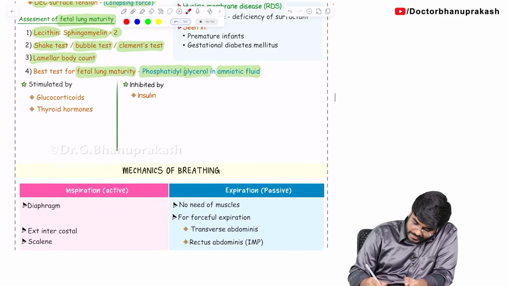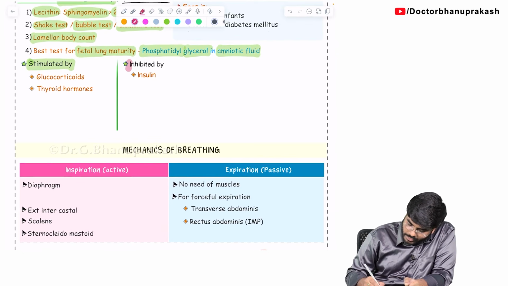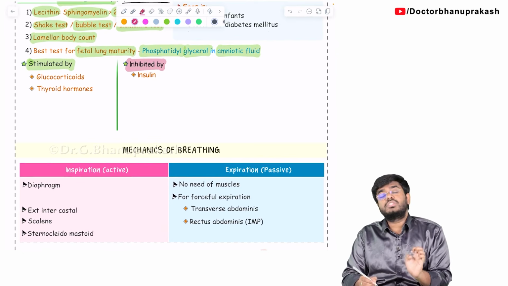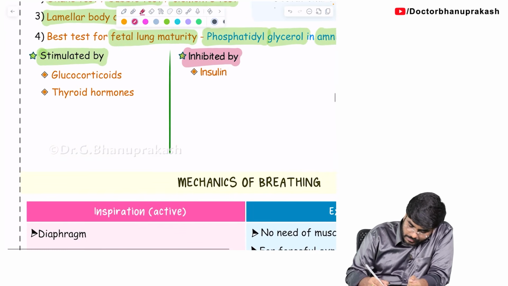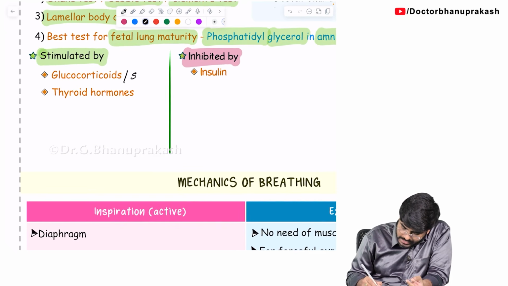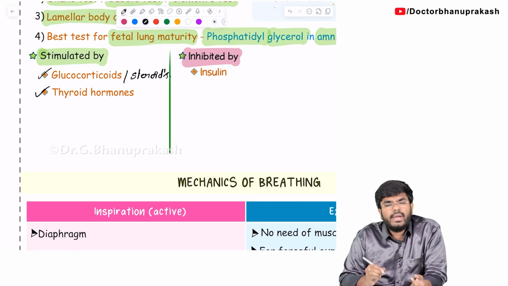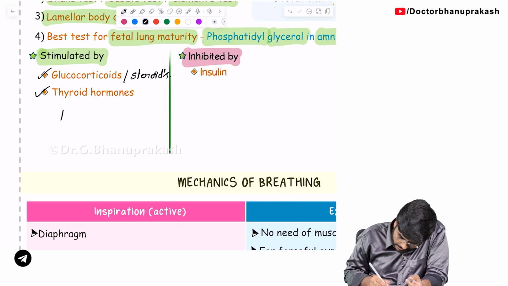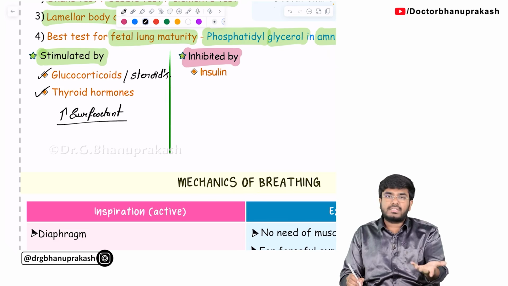Next, who stimulates the production of surfactant? Who inhibits the production of surfactant? Surfactant production in the fetal lungs is stimulated by glucocorticoids or steroids, and thyroid hormones. These are actually good things. The steroids and thyroid hormones will increase the surfactant production in the fetal lungs, which is actually good for us.